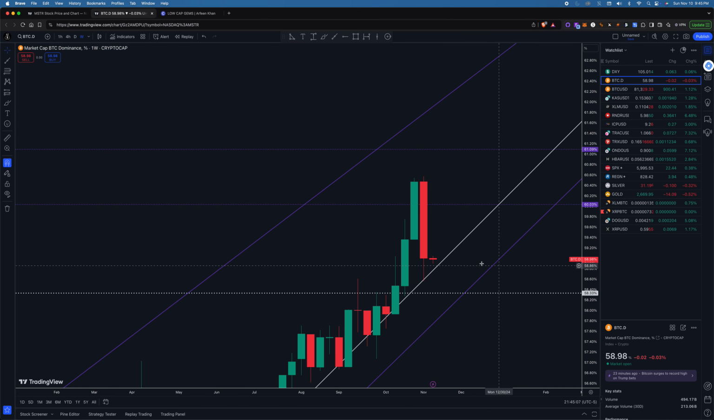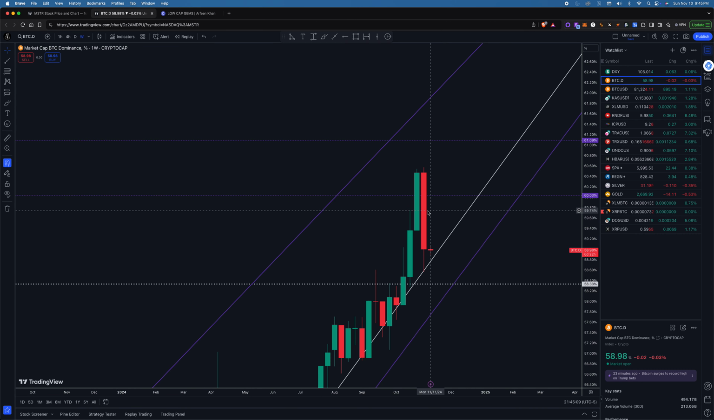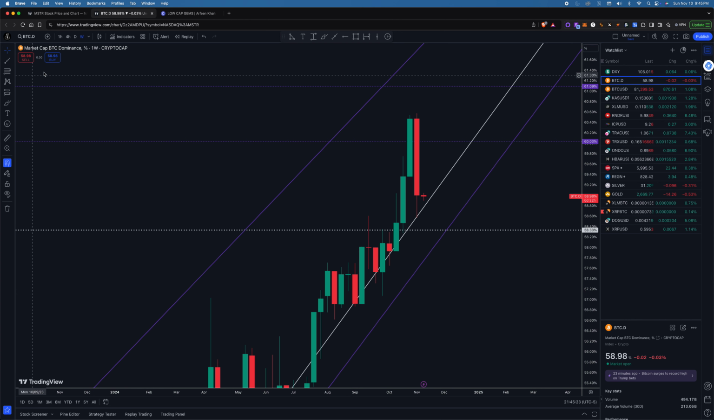Oh man, this is beautiful. Okay, guys, I didn't even realize. Okay, so nice rejection on the downside. Okay, that makes sense why these altcoins are seeing such a significant pump for some of these. However, it is finding support on this monthly.